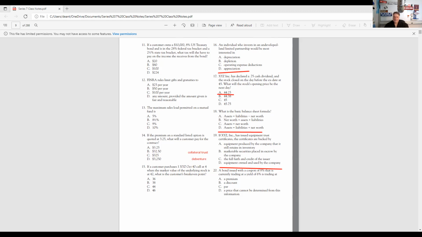There we go. We got our teeter-totter again. We have a bond with a coupon of 8. It yields 6. And so again, that means we paid a premium. And we should know that we're probably going to have to deal with a yield to call. Premium.